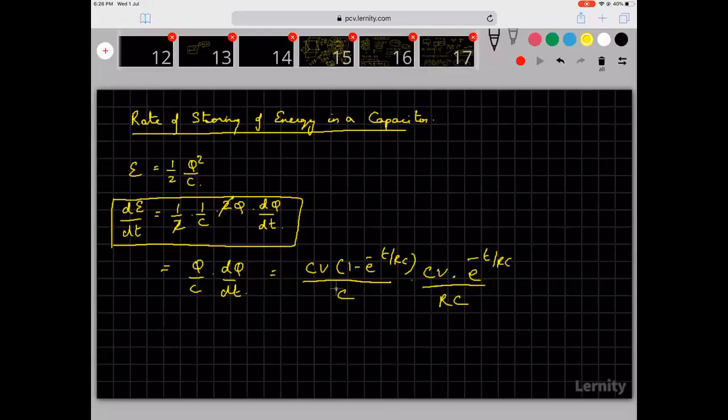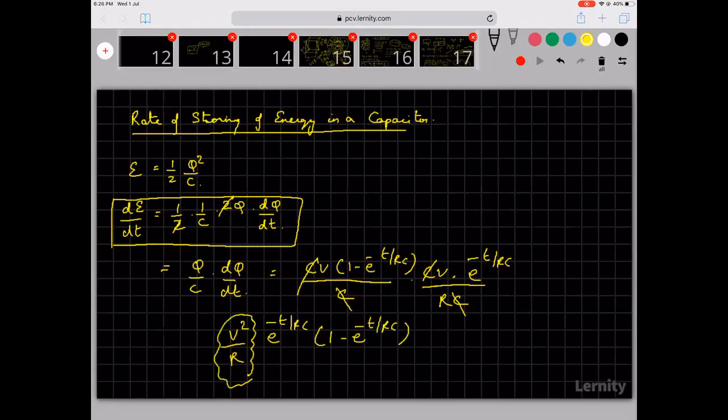So this C gets cancelled, this C gets cancelled. So it becomes V square by R into e power minus t by RC into 1 minus e power minus t by RC. What is V squared by R? Maximum energy stored, maximum energy drawn from the battery.